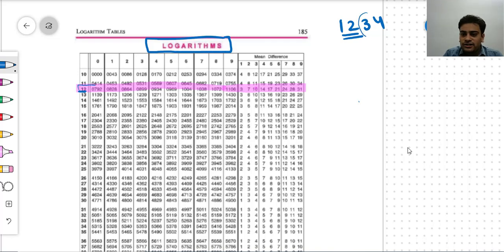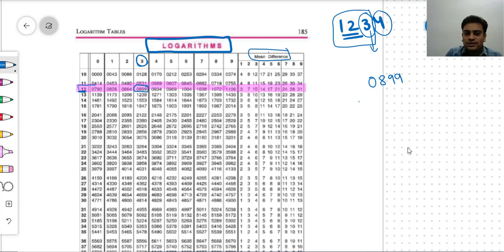Then we go to the third digit, which is my 3. For the third digit we always look at the first row. So the first row 3 is here, and this is your value. It is 0899, right? These are in the PDF file, which you can download from the link in the description. This is the value for 123, but I also have a 4th digit. So we always have the mean difference column, which gives the values for the 4th digit.